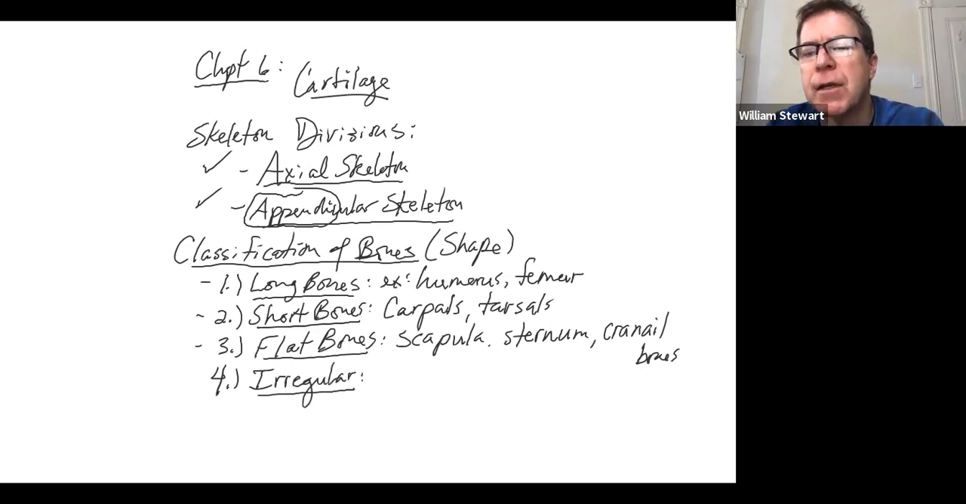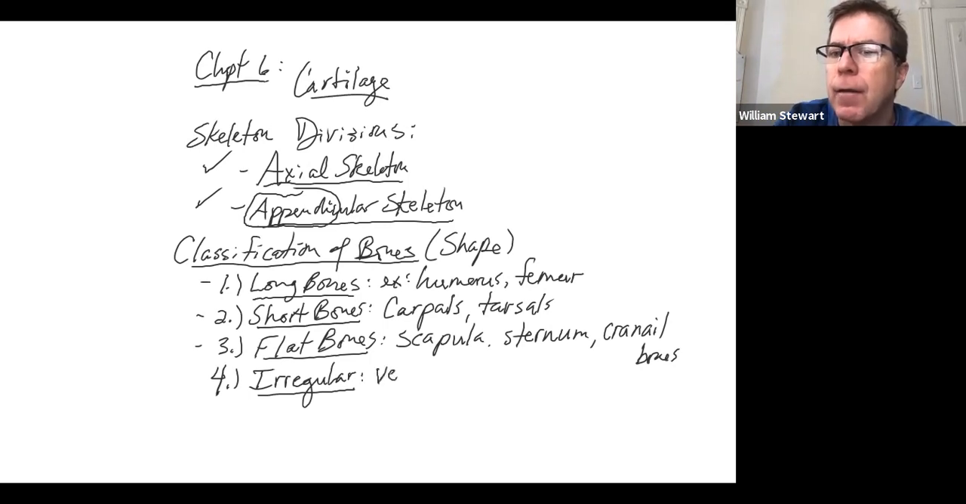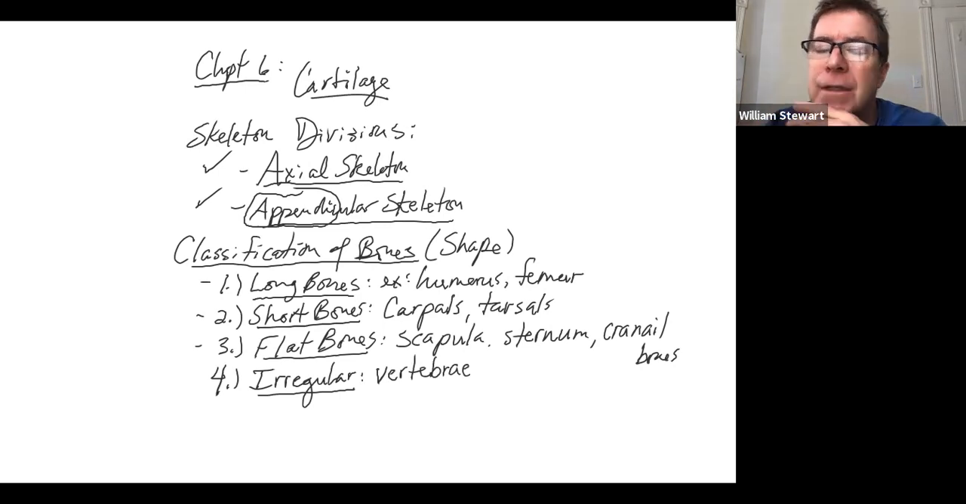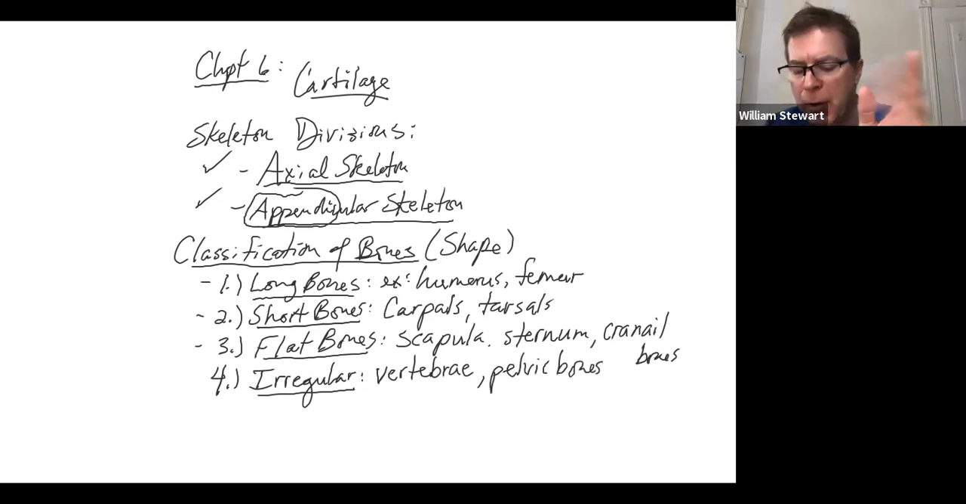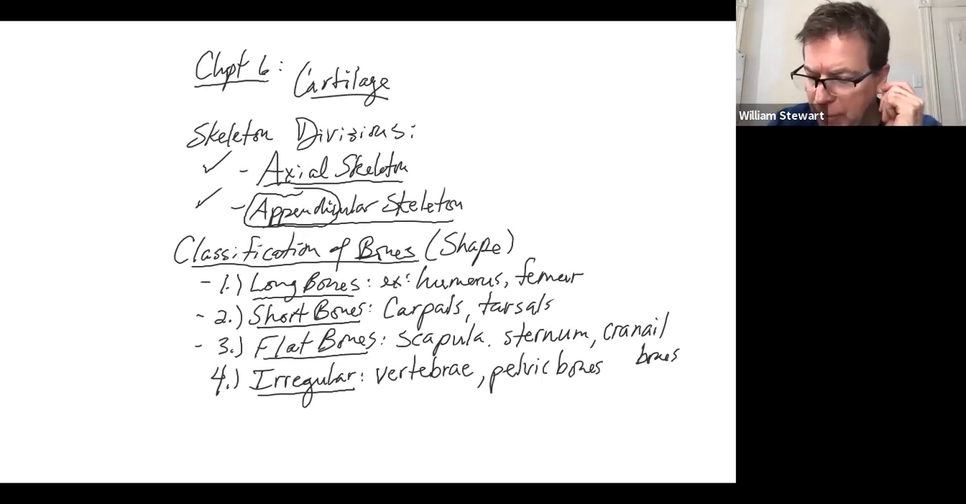Any bone that doesn't fit into category 1, 2, or 3 is considered an irregular bone. Classic examples of that would be vertebrae. We'll study those in detail in the next chapter. Those are in the vertebral column or spinal cord. Pelvic bones, classic example, in the hip. So those are the 4 major classifications based on shape.